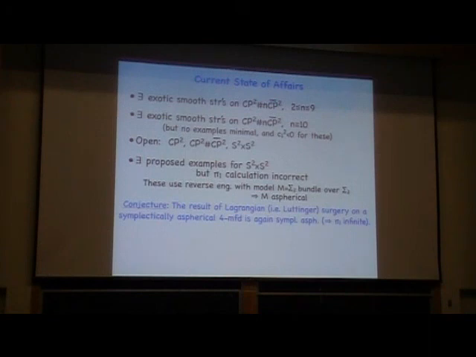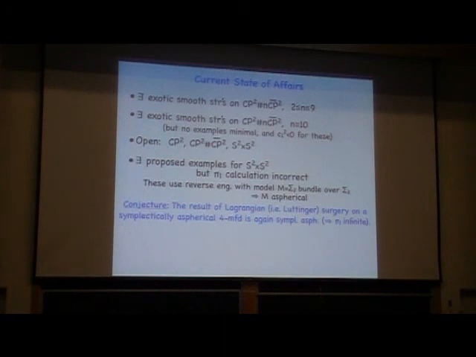So the conjecture is that if you do Lagrangian or Luttinger surgery on a symplectically aspherical 4-manifold, where symplectically aspherical means that the symplectic form integrates to 0 on the image of pi2, then the result is again symplectically aspherical. And it's a fairly easy exercise to see that symplectically aspherical 4-manifolds have to have infinite pi1. So you should never be able to get S2 cross S2 from a genus 2 bundle over a genus 2 surface.